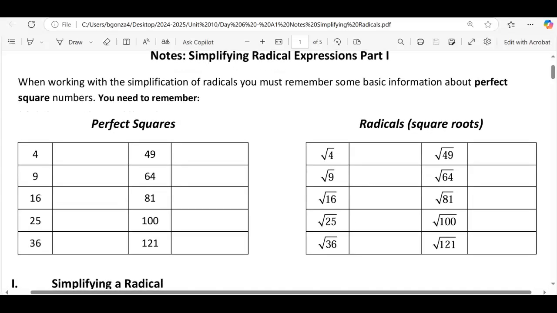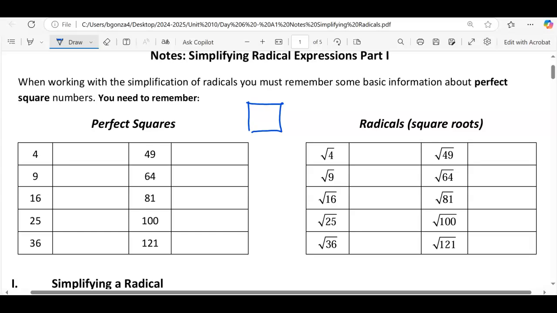First things first. Square. When I say the word square, what do you think of? Probably the shape, right?